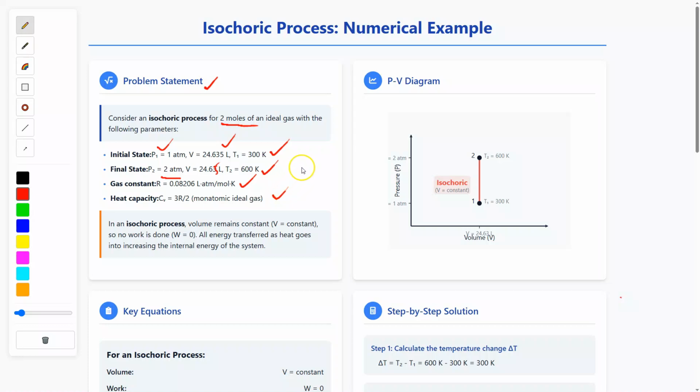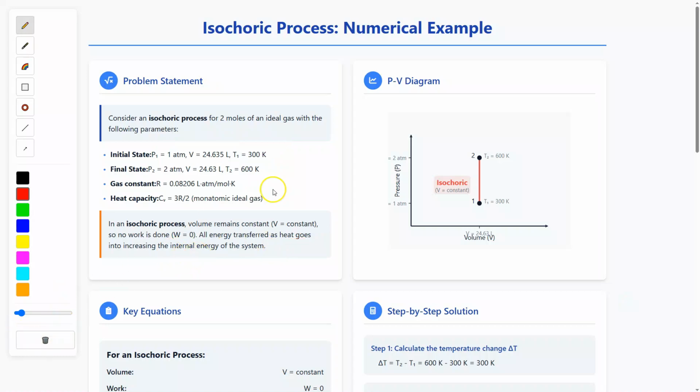internal energy del U. So here we know that in isochoric process volume remain constant. So V is constant. So no work is done. W is 0. All energy transferred as heat goes into increasing the internal energy of the system.